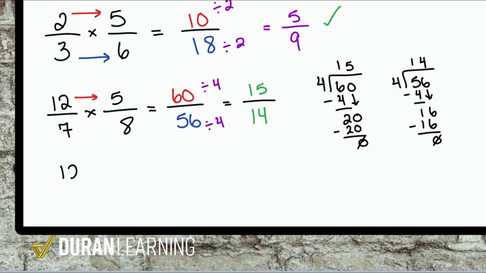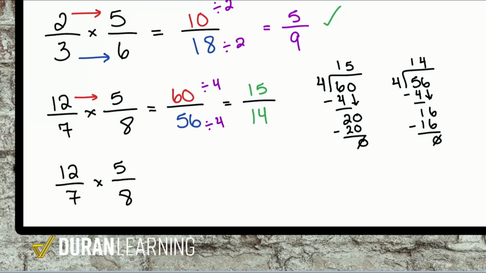So here we are. Let's do 12 over 7 multiplied by 5 over 8. All right, everybody, watch this. Everybody, remember what I said. Whatever you do to the top, you do to the bottom. And that's going to be true even when you have two fractions being multiplied. Instead of simplifying at the end, you can actually simplify in the beginning.